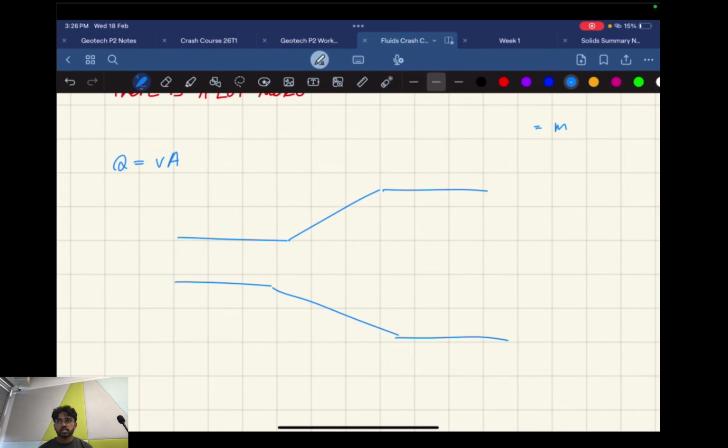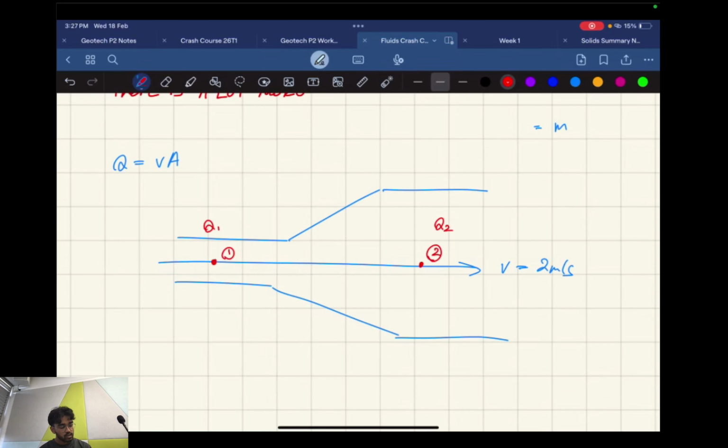I want to ask you a question. If my velocity stays constant, let's say 2 meters per second, how will my flow change at this point? Let's say this is point 1, point 2. How will my Q change? Exactly, so my Q2 will be less than my Q1 because the cross-sectional area at this point is larger than the cross-sectional area at this point. Okay. So A is smaller, and so on.